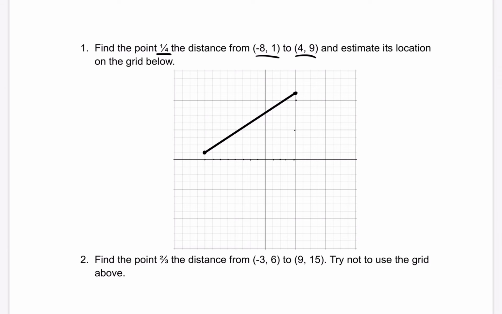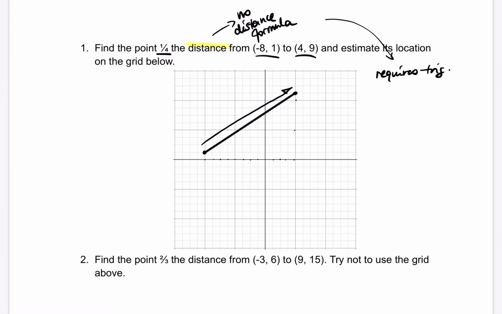We're trying to go 1/4 the distance from here to here. Now, a common misconception is to see distance and then immediately think, oh, use distance formula. Just make sure, this is a common mistake, you don't need the distance formula. Don't use the distance formula for a fractional distance problem. This actually requires trig. If you want to do it this way, it requires trig. And we just haven't learned that yet. We will learn trig eventually.